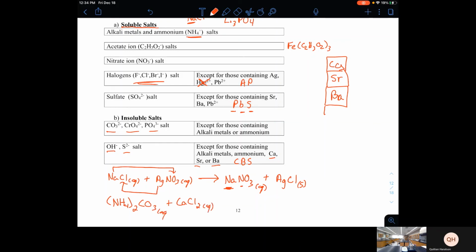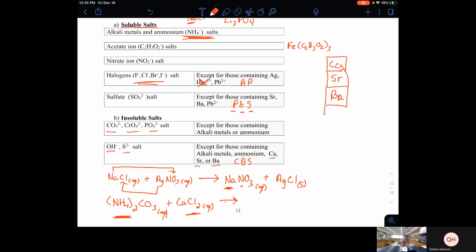And once again, the reactants, I'm telling you, are always going to be soluble. And if you don't believe me, hey, your ammonium-containing compounds are always soluble. Hey, you're a halogen, chloride, you're not attached to one of your exceptions. You're also going to be soluble. But I'm telling you once again, the reactants are always going to be soluble.